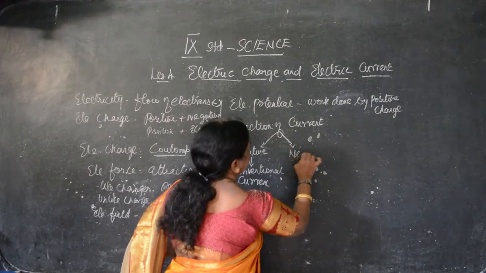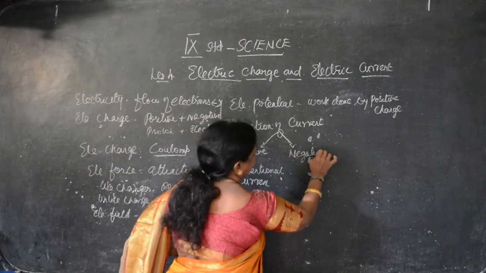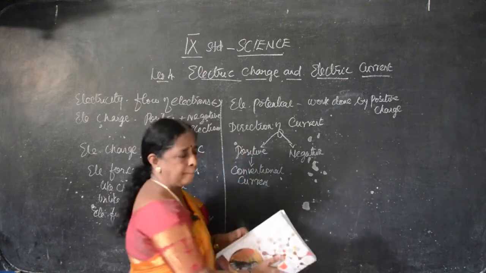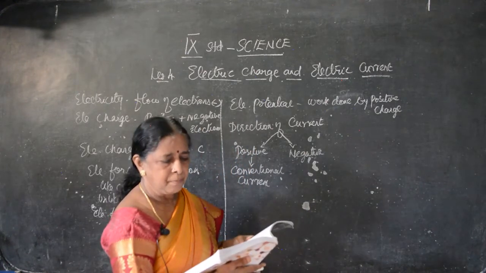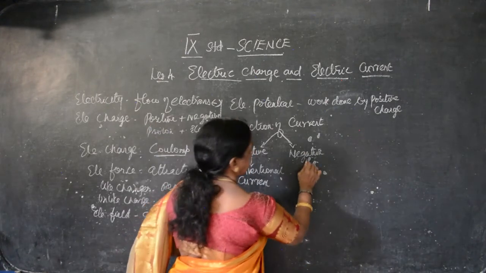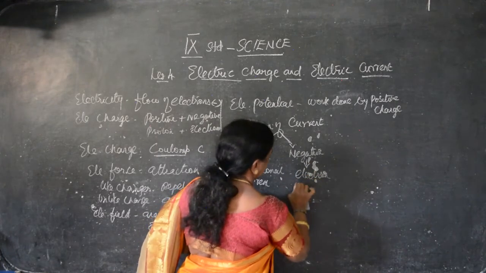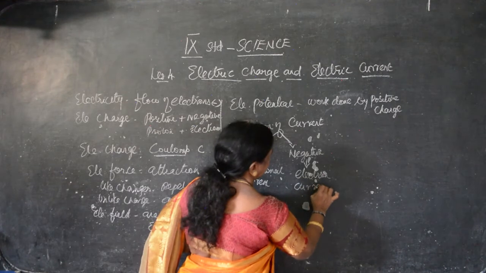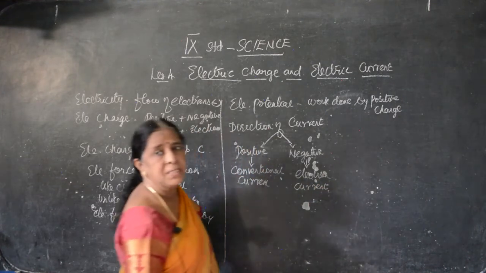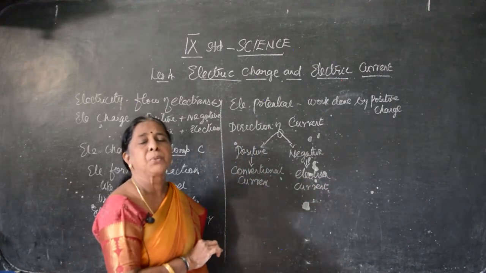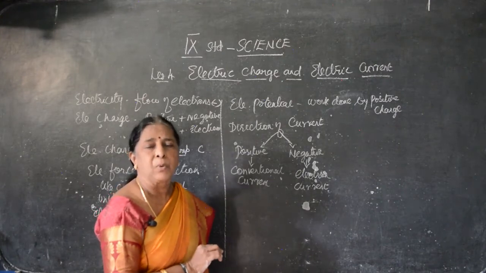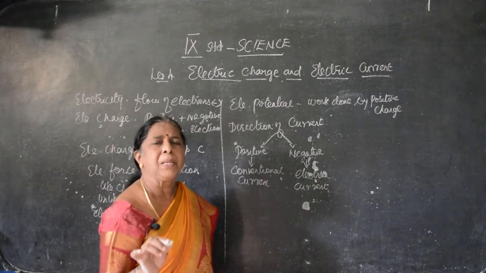Then negative, this is what we are recently finding out, no? This they said electron current. Clear, children? Before they found out the truth, because electricity is the flow of electron, what did they wrongly believe?